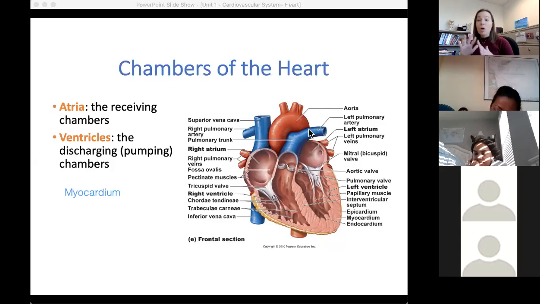Basically the aorta and all the branches, you can see already there's a couple branches coming off of the aorta. The aorta and all of its branches are carrying oxygenated blood to like every body tissue.